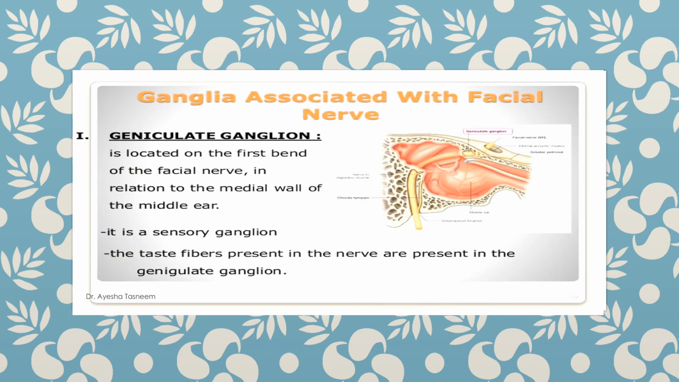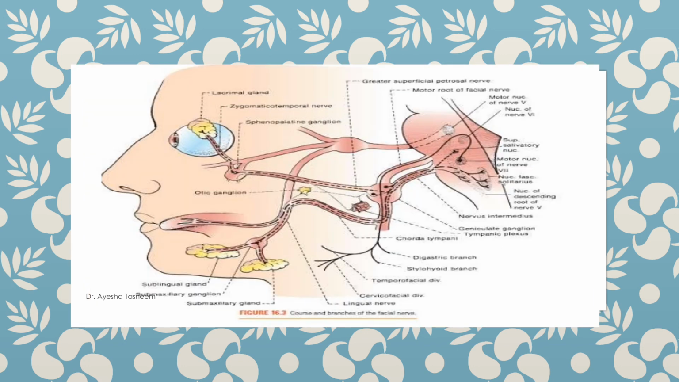There are three ganglia that are associated with the facial nerve. One is the geniculate ganglion. It is present on the first bend of the facial nerve. It is a sensory ganglion, and it carries taste fibers from the tongue, the anterior two-thirds of the tongue. Here you can see the geniculate ganglion. This is the geniculate ganglion here, and its fibers are traveling towards the tongue.